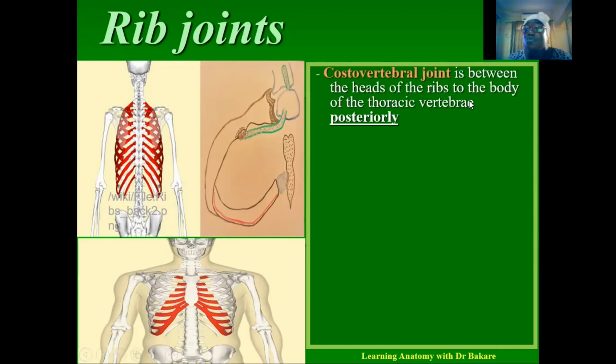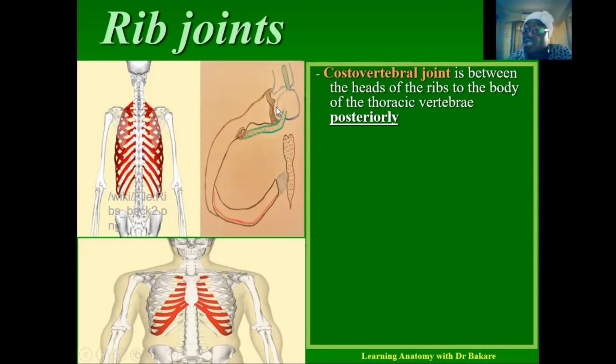What we need to do is to break the name down: costo and vertebra. Costo means ribs, while vertebra means the thoracic vertebra. So it means the joint that is seen between the head of the ribs and the body of the thoracic vertebra. So this joint is seen around this region posteriorly.